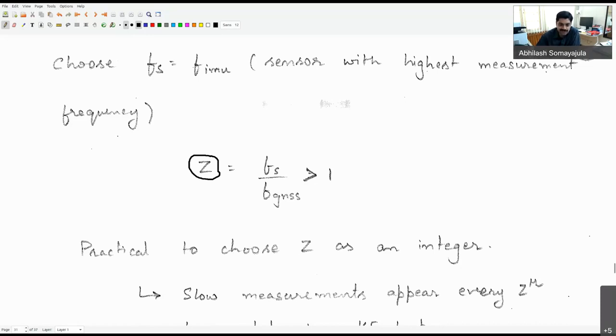It is practical to try to choose this Z to be an integer if possible, so that we don't have to modify our Kalman filter very much. But sometimes you may be getting asynchronous measurements, because even though GPS may say 1 hertz, it may not be exactly 1 hertz all the time. I may get measurements coming in between time steps, and I have to deal with them. But as long as the sampling period is small enough, I can take it to the nearest time step and assume that the measurement has come at that nearest time step. And then I can do the filtering process.